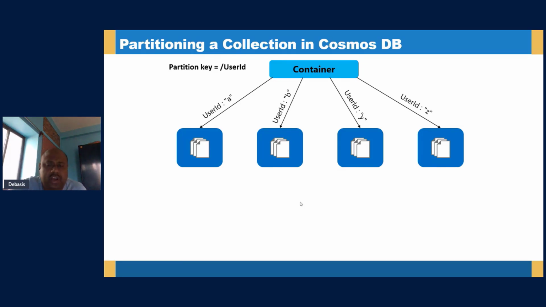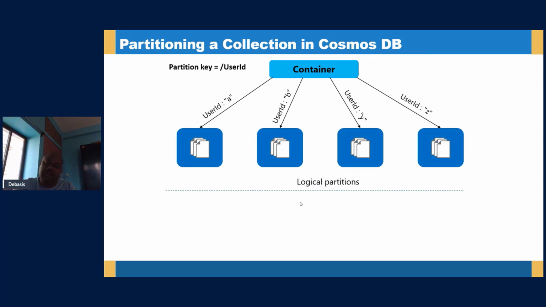Say it's a user-related document and we store 4 different records, and these 4 records are related to 4 different users. The first record is user ID A, the second is user ID B, the third is Y, and the fourth is Z. If we specify that user ID will be treated as the partition key for documents within the Cosmos DB account, then this user ID acts as a partition key and we can find records by using the user ID whenever we want to fetch any record. This is known as a logical partition.